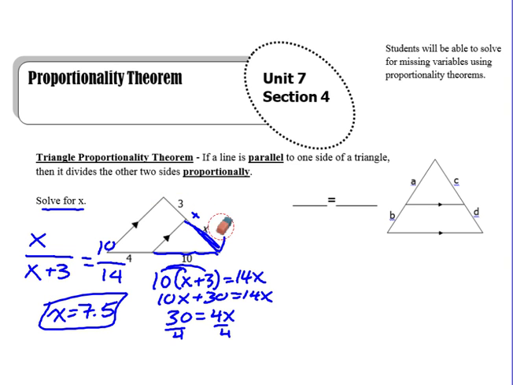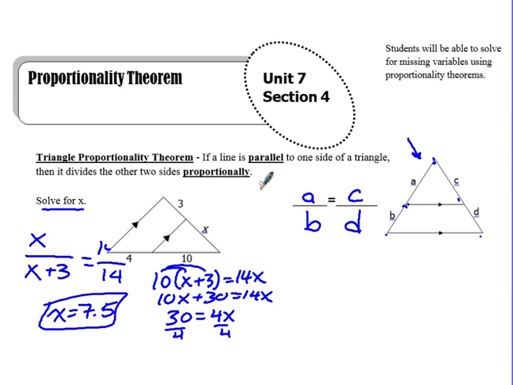There's actually a quicker way to do it, and that's using the triangle proportionality theorem. The triangle proportionality theorem states that if a line is parallel to one side of a triangle, then it divides the other two sides proportionally. So looking at this little triangle over here, I have my two parallel lines here and here. What that means as a proportion I can set up, I can say that A is to B as C is to D. It's breaking these sides up proportionally.